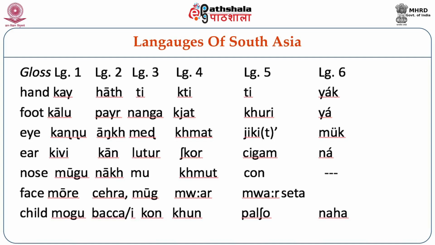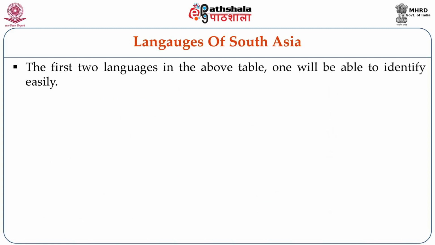Students may read them. In fact, we have provided data from 6 Indian languages to be sure, and they all represent 4 language families. Some of the words taken for consideration, all from what may be called basic vocabulary: hand, foot, eye, ear, nose, face, child. The first two languages in the above table one will be able to identify easily.